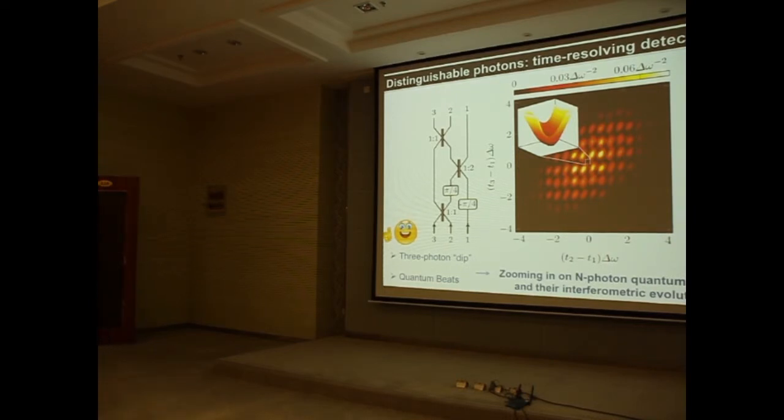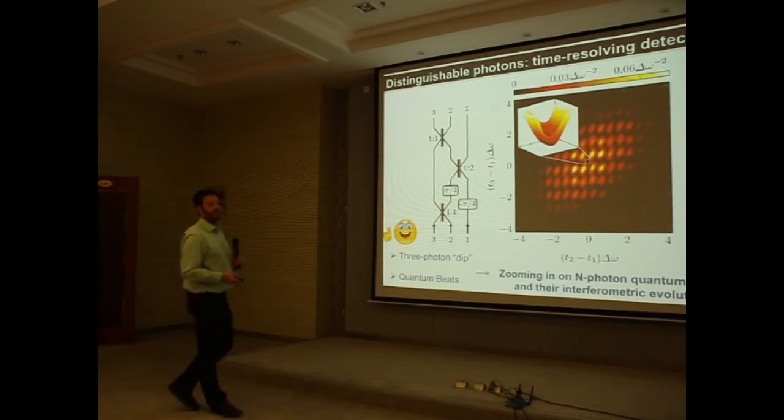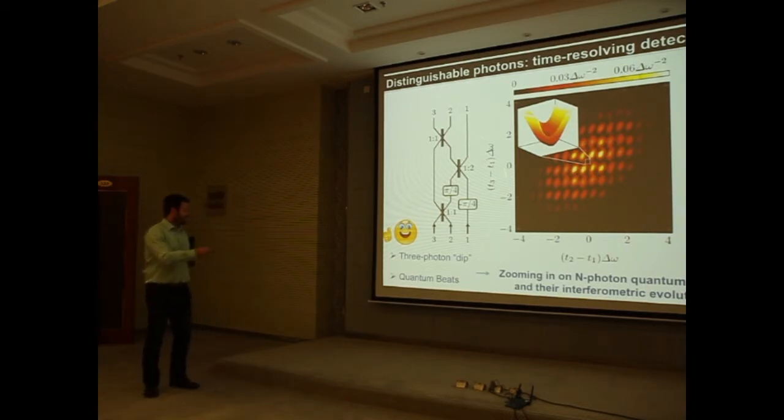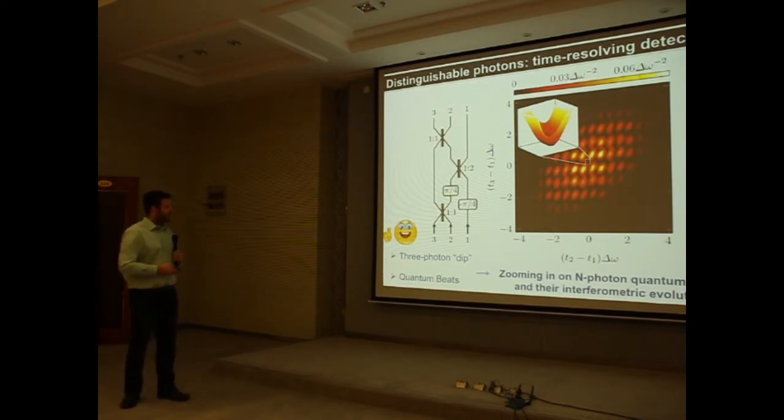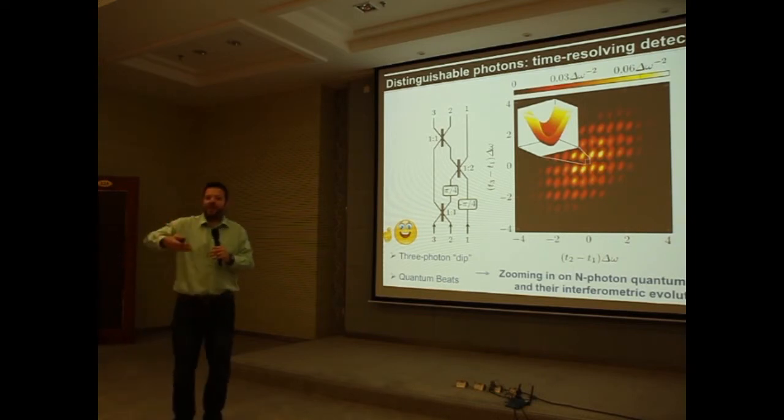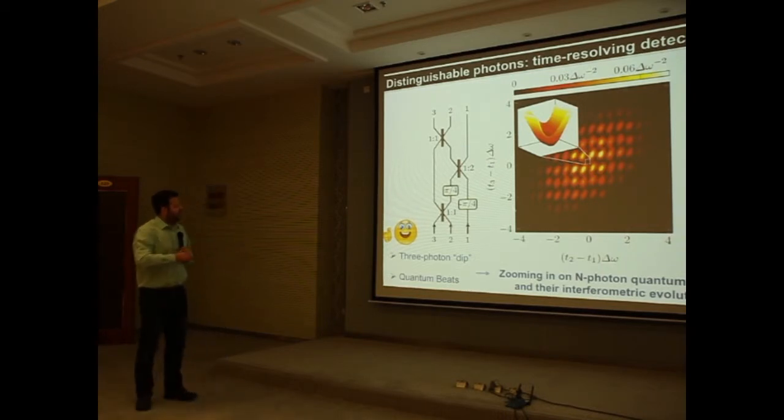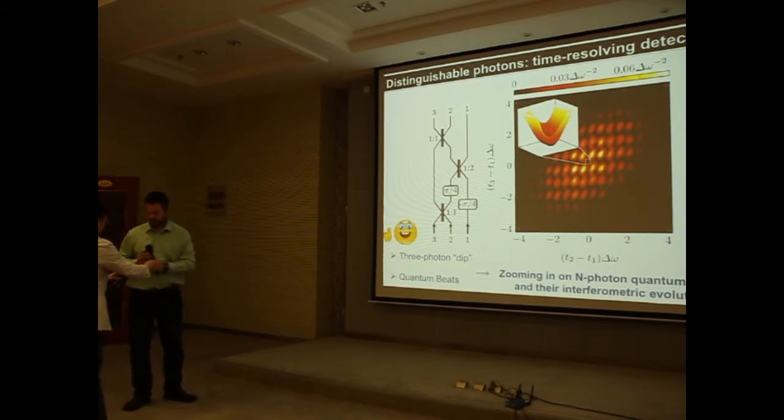But the interesting part comes here. What happens if we consider the same case, but we do time-resolving detection? Okay, so the same setup, and the photons are distinguishable in their frequency, but we do time-resolving detection, and we look at the correlation function in this case. And what we see here is plotted the threefold correlation function. What does it represent? It's the rate of detection per second, right? And this is plotted as a function of the relative time between the second and the first channel.